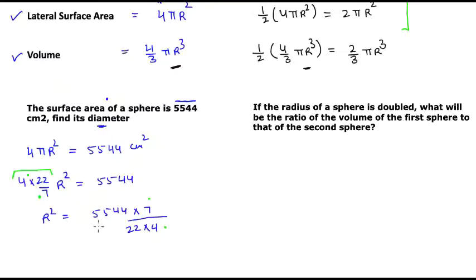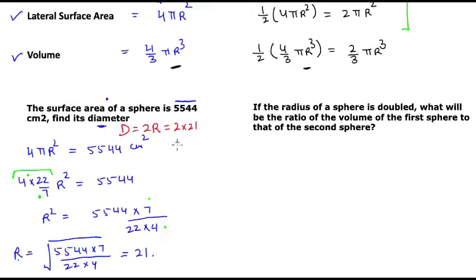Now you have a simple case of multiplication and division. And then if you take the square root on both sides of this equation, you will find that r is equal to the square root of 5544 times 7 divided by 22 times 4. When you solve this, you will obtain that r is equal to 21. Now you have obtained the radius. That means the diameter for this sphere will be equal to twice the radius, which will be 2 times 21 or 42 centimeter. Very simple to apply, and this is what your solution is.